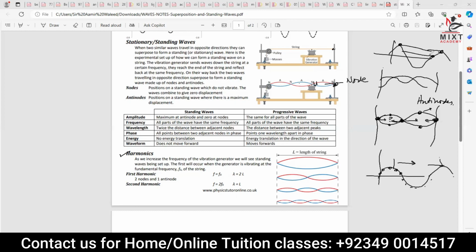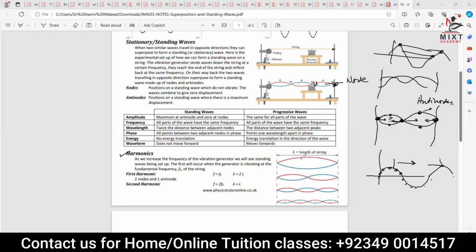But in that case, that point you're talking about will be considered in the second wave. In one wave, you will not have the points which are in phase. So that's what they're saying: points one wavelength apart in phase. While on the other side, all points between two adjacent nodes are in phase.